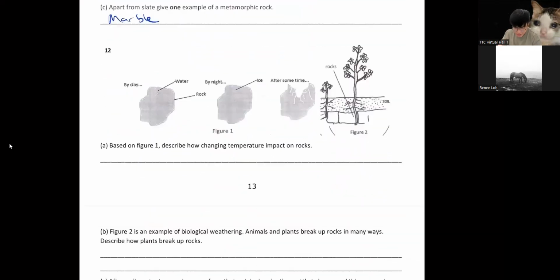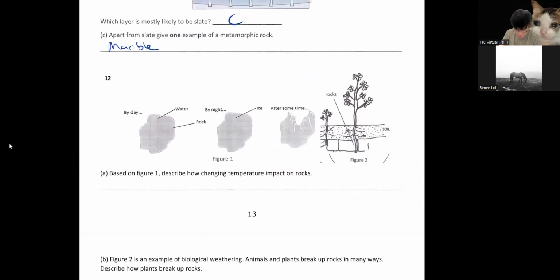Okay, so number 12. What happens here? By day, they have water here. By night, it becomes ice. So freezing and melting, freezing and melting. So at the end, they will break. This is what we call physical weathering, because the water expands and cracks the rock. This is a physical process because there's no chemical here.